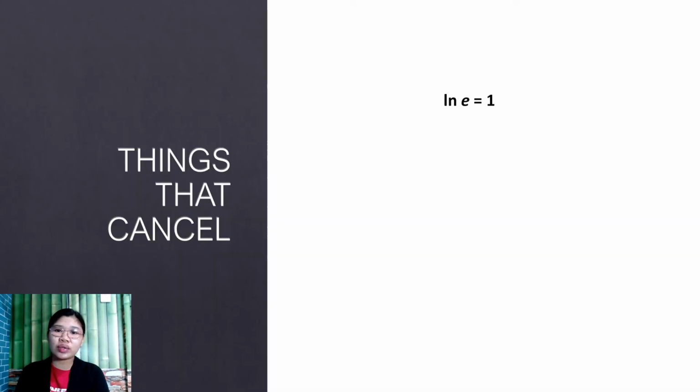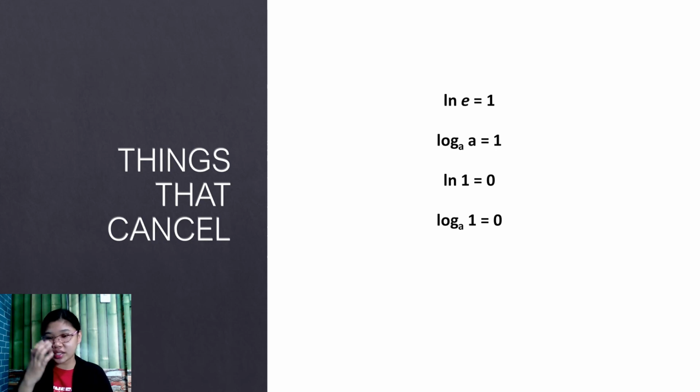Now, these are examples of things that cancel, which is very important in logarithms. So ln e is equal to 1, since that is also logarithm of e base e. And then logarithm of a base a is also equal to 1, since a raised to 1 is equal to a. Again, that is always related to the laws of exponents. ln 1 is equal to 0, because e to the 0 is 1.